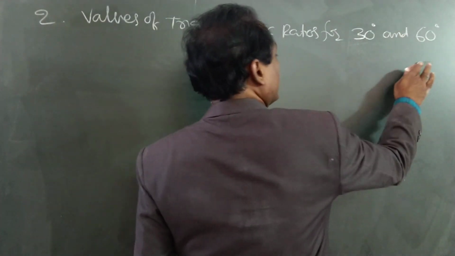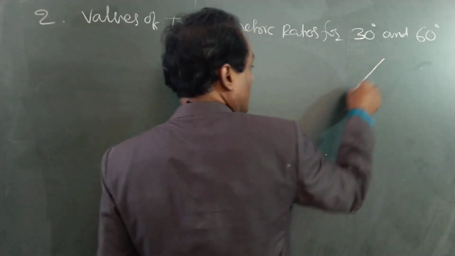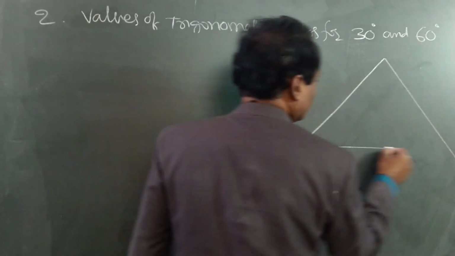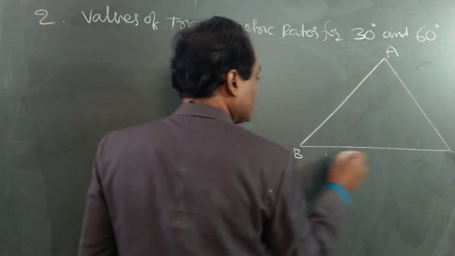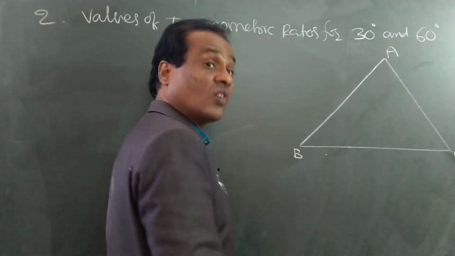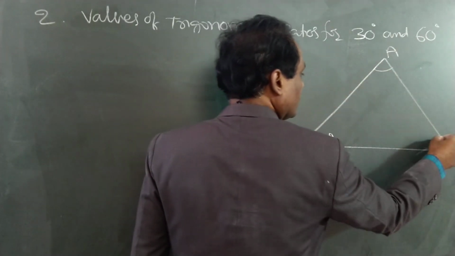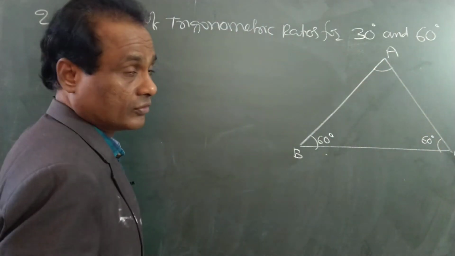Now I am deriving the same trigonometric ratios for 30 degrees and 60 degrees. For this, I am taking an equilateral triangle. Equilateral means each angle is 60 degrees. Equilateral triangle: 60, 60, 60. Each angle is 60 degrees.